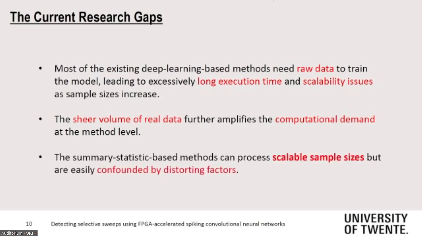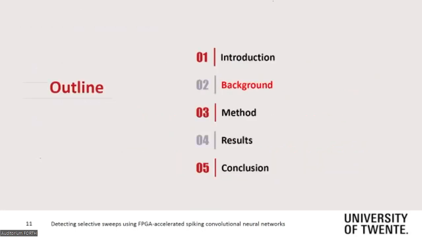The summary statistic-based deep learning methods can process data of different window sizes, but they can be distorted easily by confounding factors. So in order to deal with scalability issues and also to deal with confounding factors, here we present our SCNN architecture.